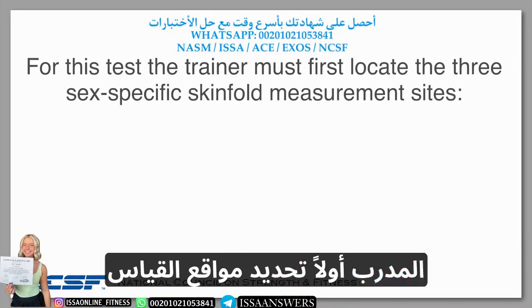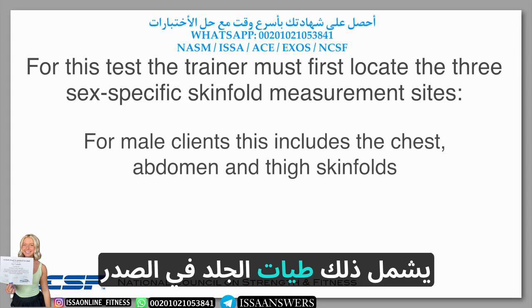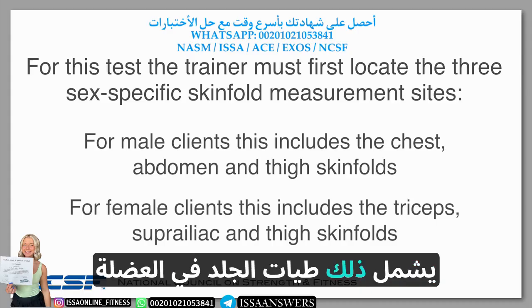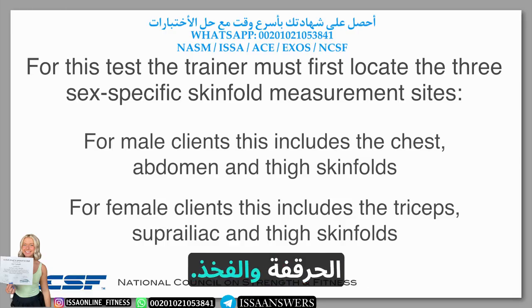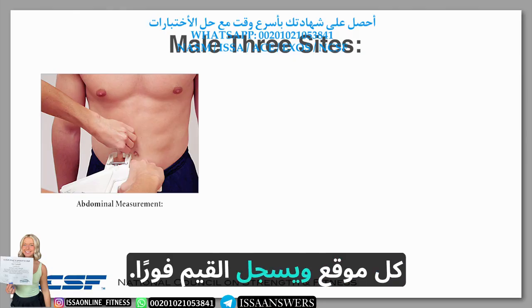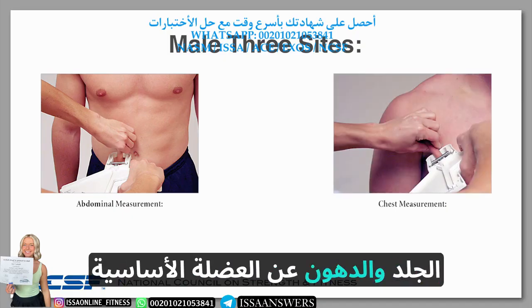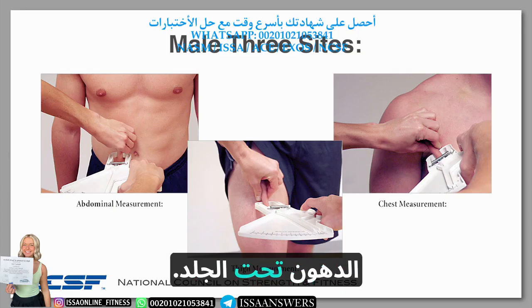For this test, the trainer must first locate the 3 sex-specific measurement sites. For male clients, this includes chest, abdomen, and thigh skin folds. For female clients, this includes triceps, suprailiac, and thigh skin folds. The trainer takes measurements at each location and immediately records the values. The pinch requires the trainer to separate the skin and fat from the underlying muscle with their hand before applying the skin fold calipers to the subcutaneous fat fold.